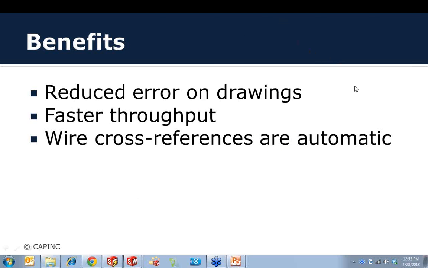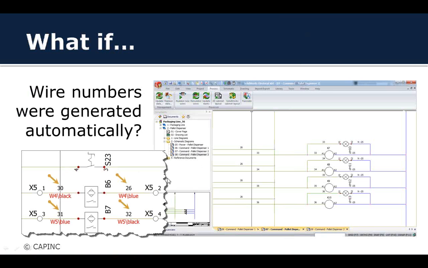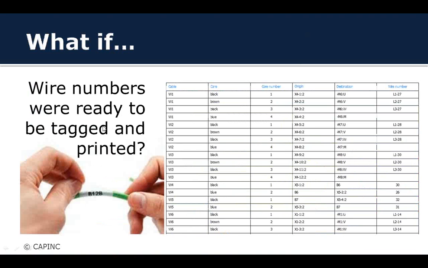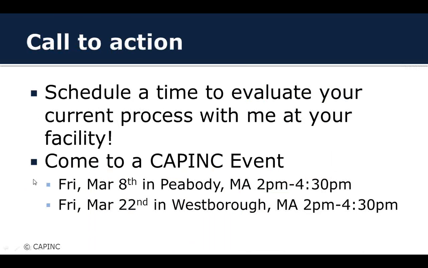So the obvious benefits here are that there are going to be reduced errors. You're not going to be typing things in twice or forget to connect things up. The wire cross-references are automatically kept up to date as well. Of course, you get the wire numbers and all that. And you have faster design throughput, with the added benefits of wire number generation, wire numbers being tagged and printed, the layout being available in 3D and being able to generate detailed drawings with the marks as well.